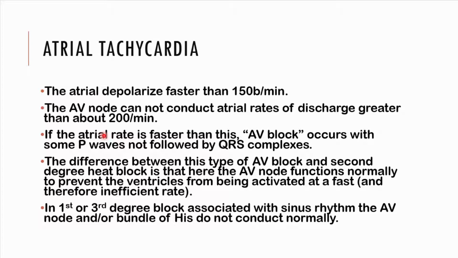Usually you get some P waves that are being conducted down to the QRS complex, and some P waves are not being conducted to the QRS complex. So you may get some P waves and no QRS complex. The difference between this type of AV block and second degree heart block is that here the AV node functions normally, and the reason why it's functioning normally is because it wants to prevent the ventricles from being activated at a faster rate, and therefore if they're being activated at a faster rate, they'll work inefficiently. Whilst in AV block there is a problem with the AV node.